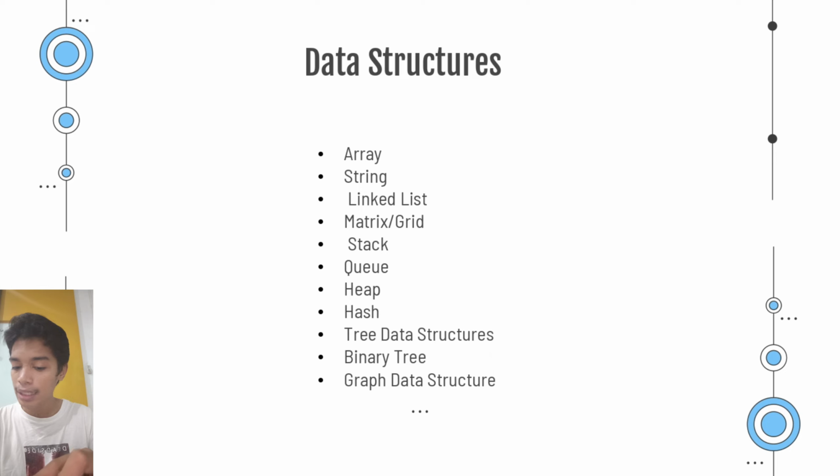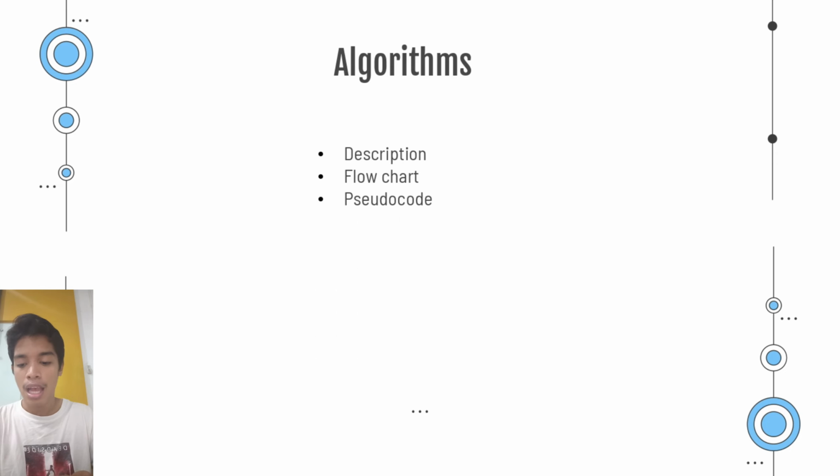So we go to the next, which is algorithms. Algorithms are about solving problems. Now we are going to talk about the types of algorithms. The first is description, the second is flowchart, and the third is Sudoku. So we're going to explain these types of algorithms.